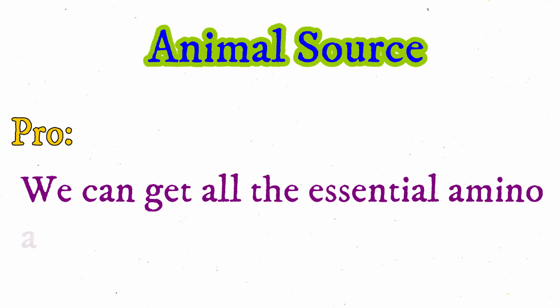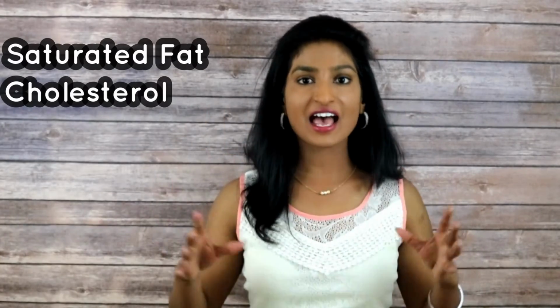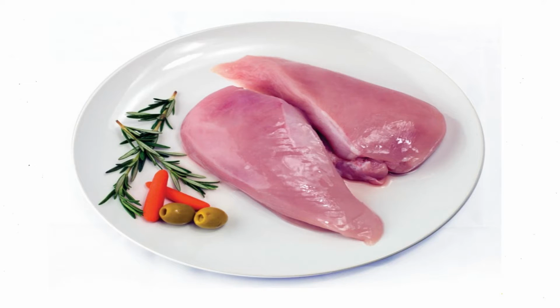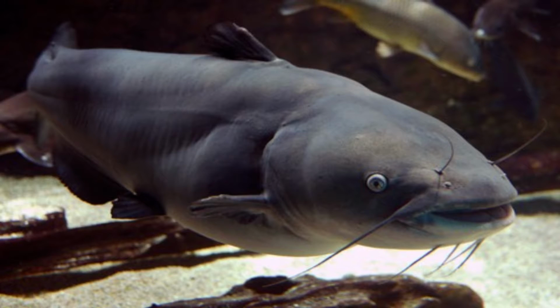To conclude, both animal and plant sources have their own pros and cons. When it comes to animal sources, it is easy to get all the essential amino acids from a single animal product. But you may have a high risk of getting diseases if you are not selecting the right animal source. Animal sources are rich in saturated fats, cholesterol, and nowadays these animal sources are made with many chemicals. So please select organic milk products, organic lean meat like chicken breast, and wild-caught fish.